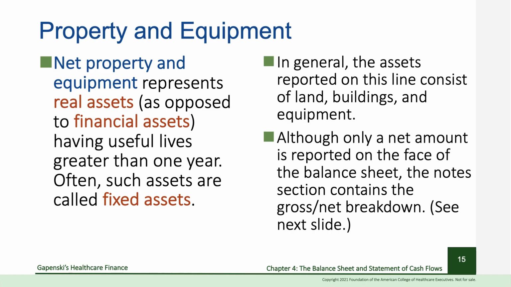Net property and equipment represents real assets, as opposed to financial assets, having useful lives greater than 1 year, and often these are known as fixed assets. In general, the assets reported on this line consist of land, buildings, and equipment. Although only a net amount is reported on the face of the balance sheet, the note section contains the gross or the net breakdown.